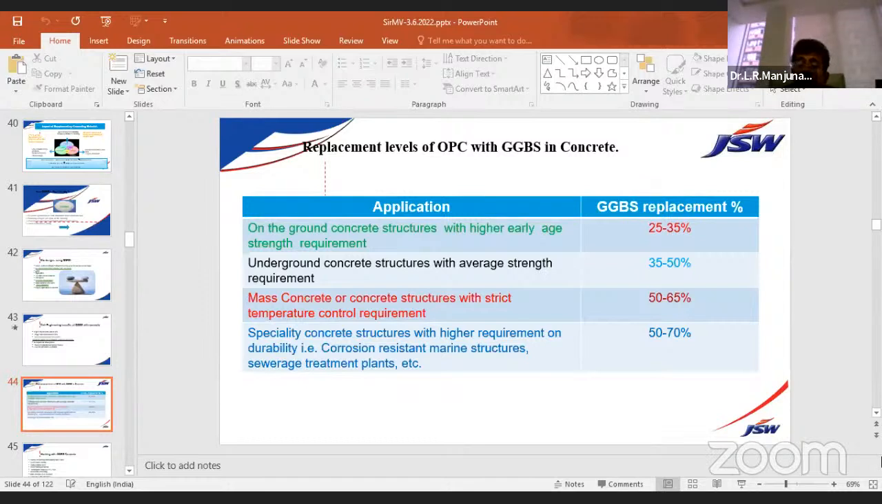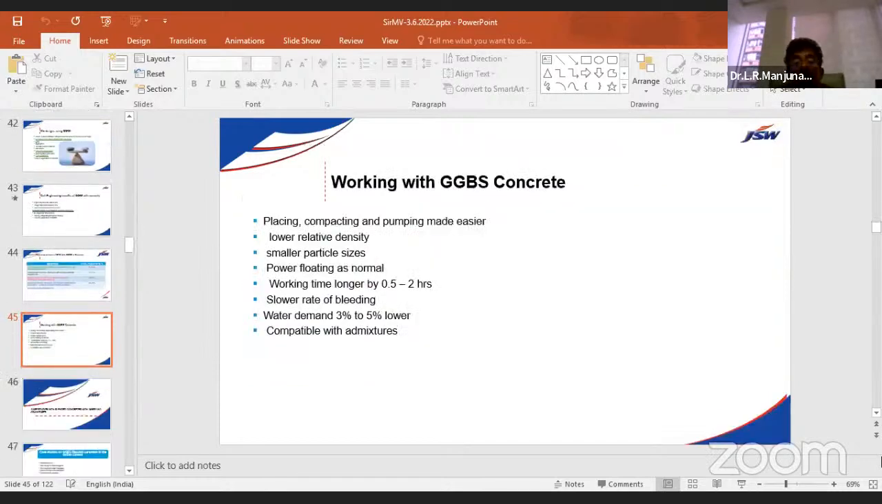There, we can go up to 70% replacement with GGBS. That is the advantage of GGBS. Working with GGBS, placing is easier, with lower relative density and smaller particle size, and power floating as normal. It gives enhanced working time of up to 0.5 to 2 hours.